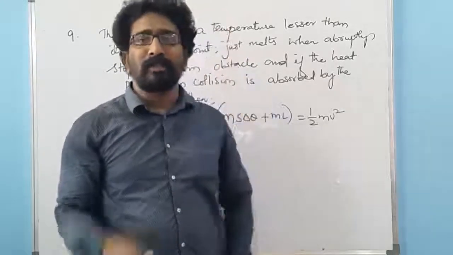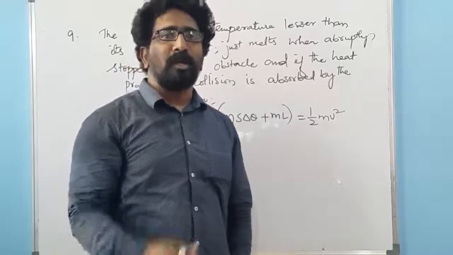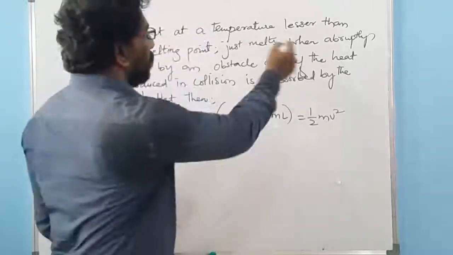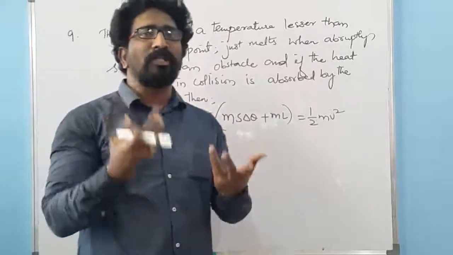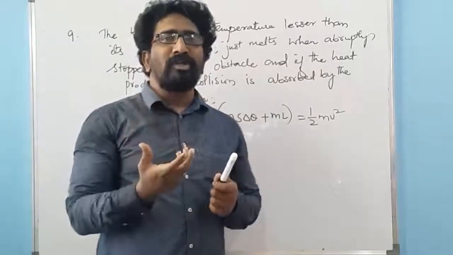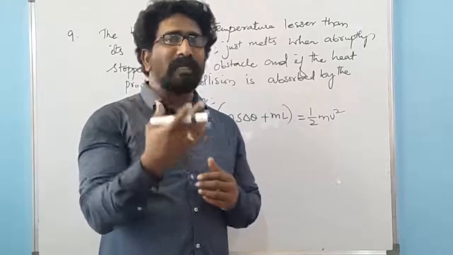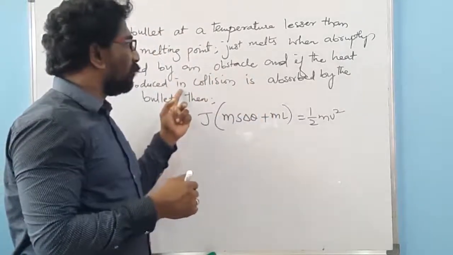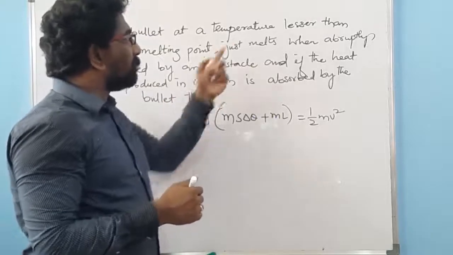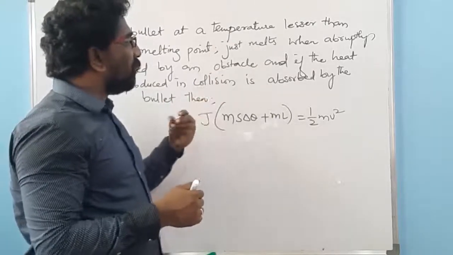Already the bullet has some temperature, which is lesser than its melting point. It means it requires only some amount of temperature in order to melt. That temperature is gained by the bullet whenever it strikes an obstacle in the collision. Then it absorbs some heat. If that is the case, how do we find it?